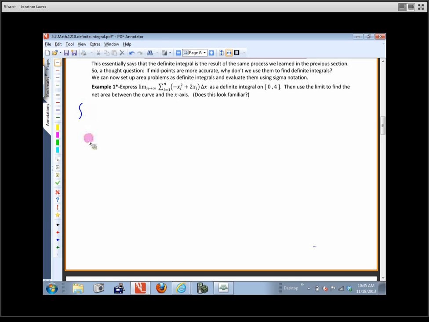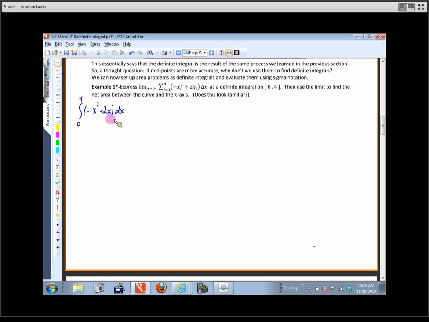The integral is going to be, where do we start adding and where do we stop adding? Start at 0, stop at 4. What's the function that makes the shape and gives us our heights? Negative x squared plus 2x. And then we slap a dx on there. Now, if you want to put that in parentheses, there's certainly nothing wrong with that.